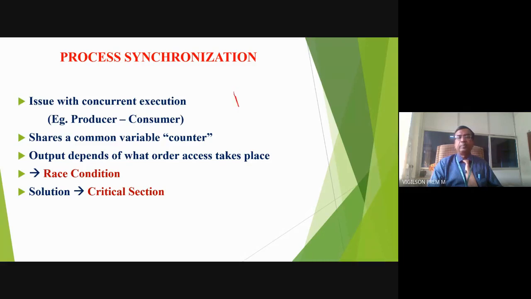Assume one producer is there, and assume one consumer is there. They are sharing a small variable called counter. A variable can have only one value at a time, correct? Counter may have only one value at a time. This counter value indicates the number of processes available in the stack.